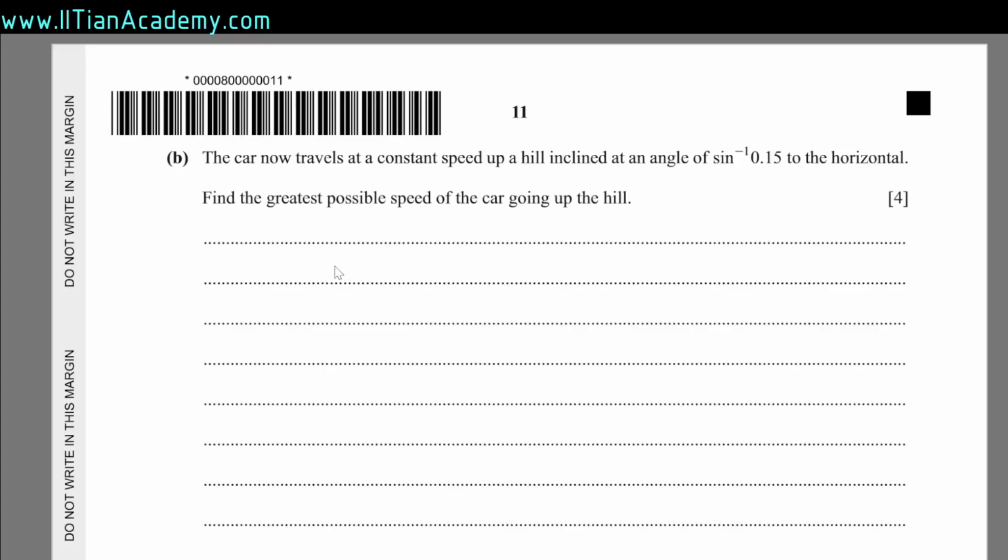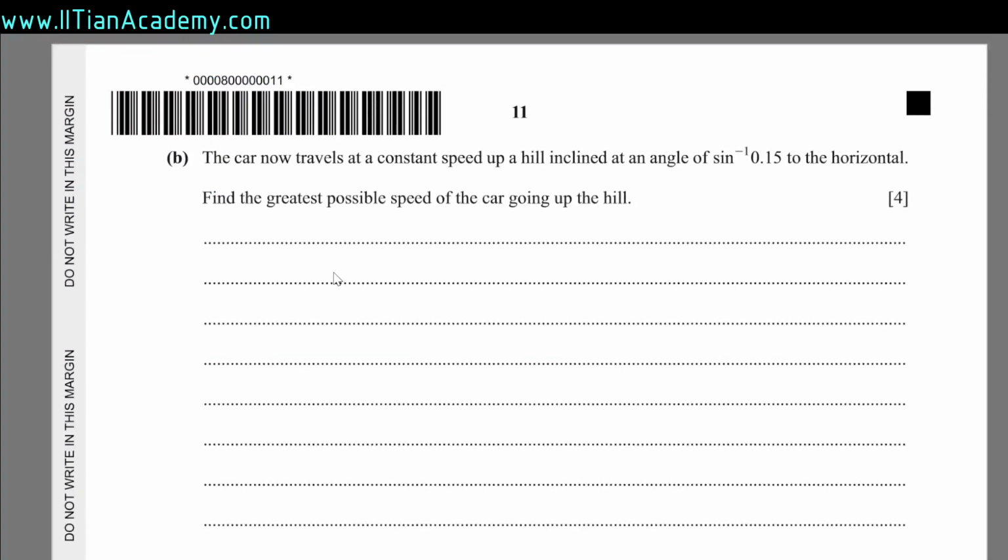So in part B of question 7, now we're told that the car travels at a constant speed up an inclined hill at an angle of this to the horizontal. We need to find the greatest possible speed of the car going up the hill. So to do this, I will draw this slope. This is again a typical slope problem over here.